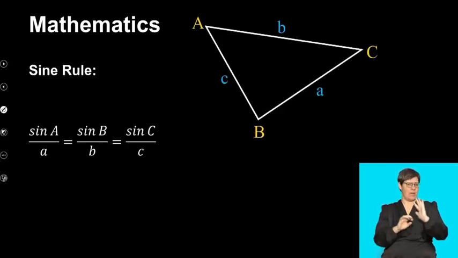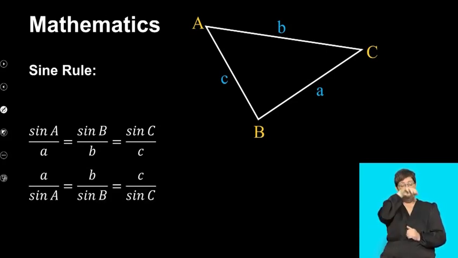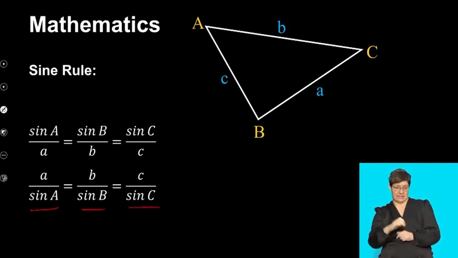Okay, if you recall the sine rule, it was a simple rule to memorize. Sine A over A equals sine B over B equals sine C over C. And we had the reciprocal version. Can you remember what that was? It was the version with the sides on the top. So it was A over sine A equals B over sine B equals C over sine C.